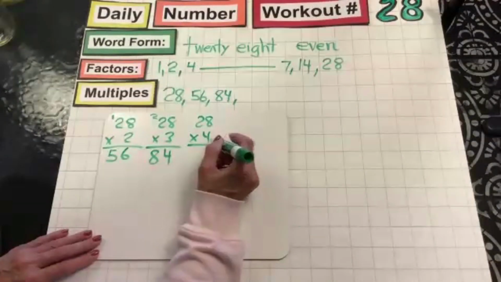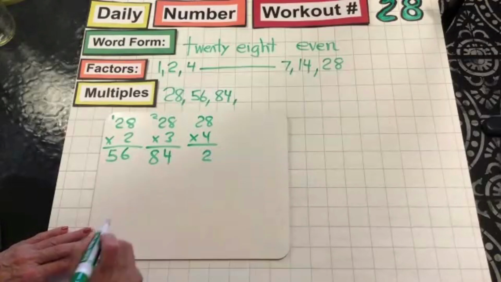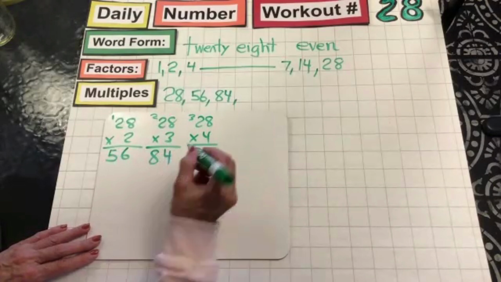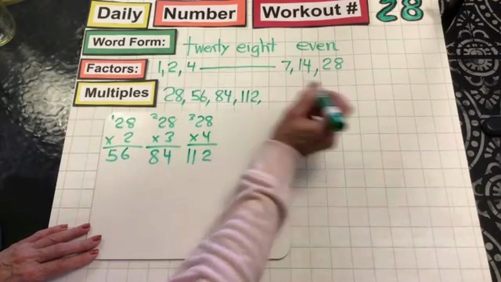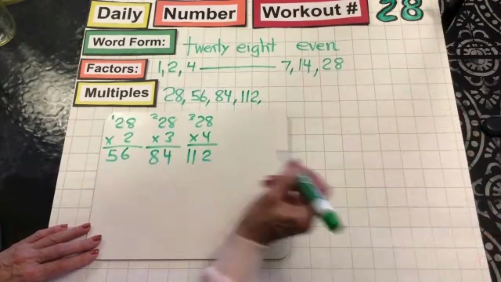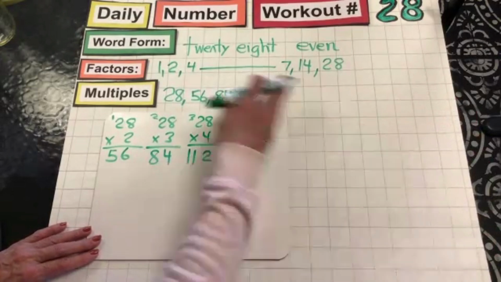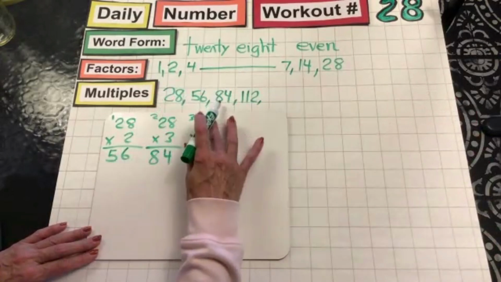4 times 28. 4 times 8 is 32. Drop the 2, carry the 3. 4 times 2 is 8, plus 3 is 11. So 112. And remember, you could be adding those down the side of your paper as well, besides doing multiplication. So if you added them, you're just checking to see if your addition was correct. So 1 times, 2 times, 3 times, 4 times.